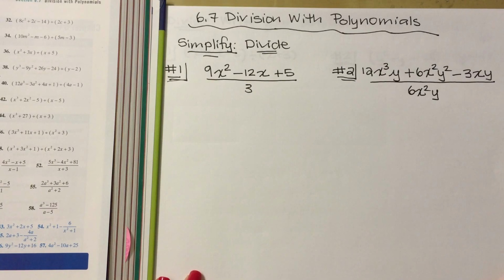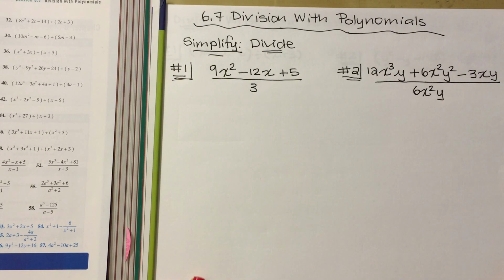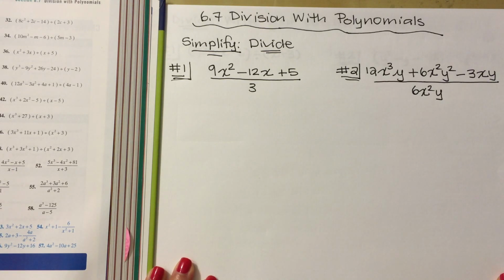Section 6.7, Division with Polynomials. There are two types of problems in this section. The first type represents these first two examples. The directions ask us to simplify by dividing.